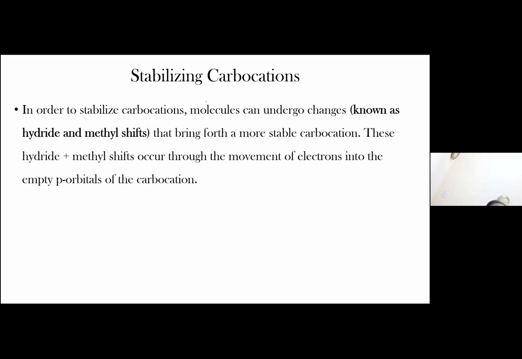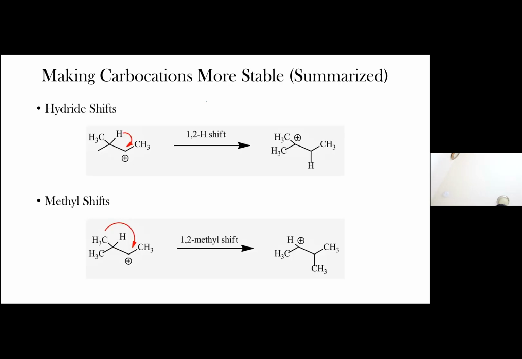So in order to stabilize carbocations, molecules can undergo changes known as hydride and methyl shifts that bring forth a more stable carbocation. This is kind of just a sub idea in stabilizing carbocations. When we think about hydride and methyl shifts, all that means is that we're able to make a more stable carbocation from something that's less stable, or we're able to make a carbocation that's just as stable.